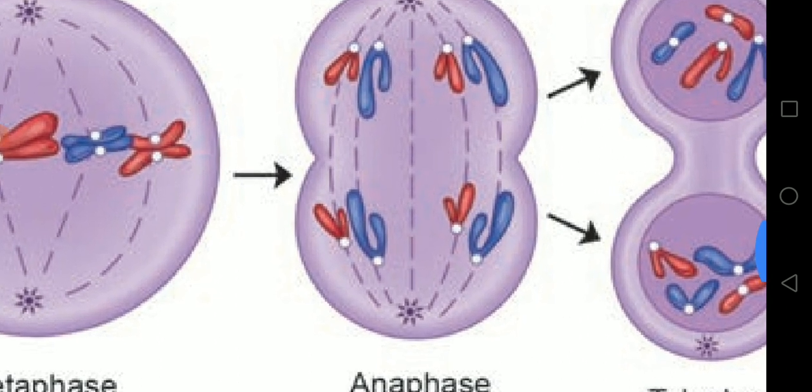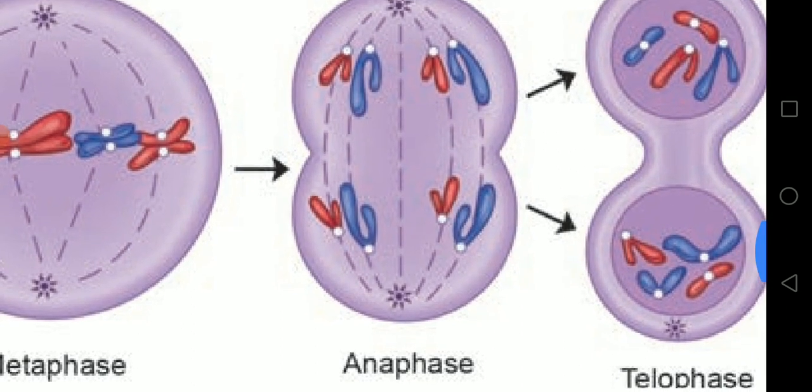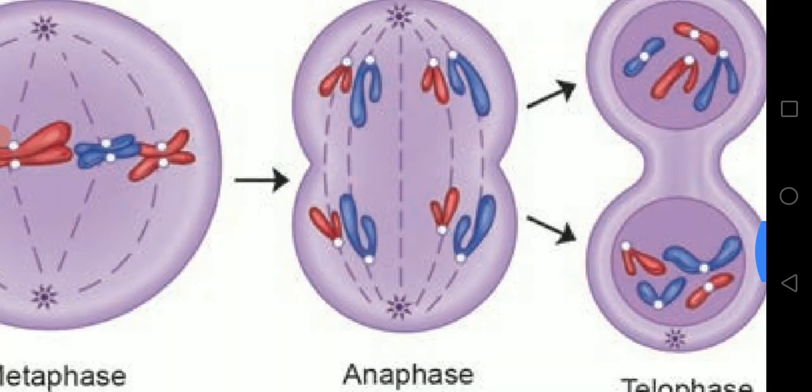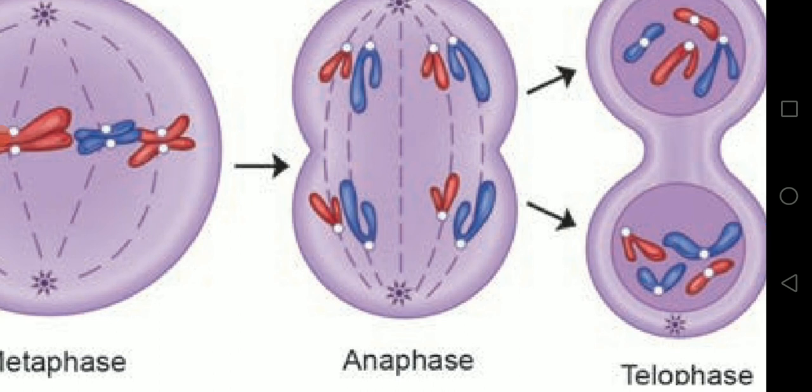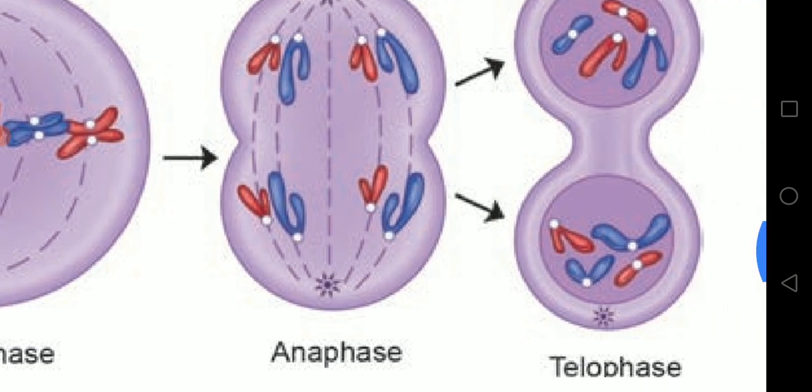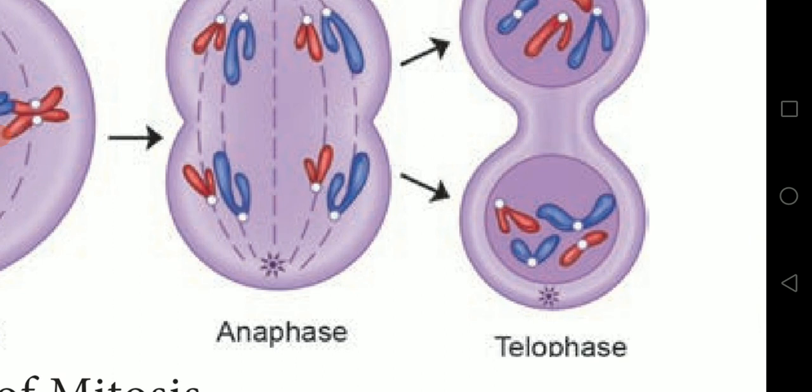They are migrating, moving towards the opposite poles. The spindle fibers pull by attaching to the centromere, dividing and moving to opposite poles. The next phase is telophase.